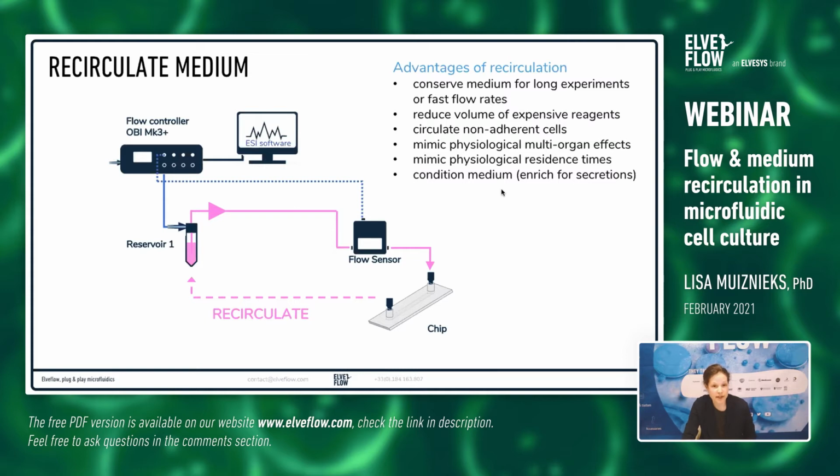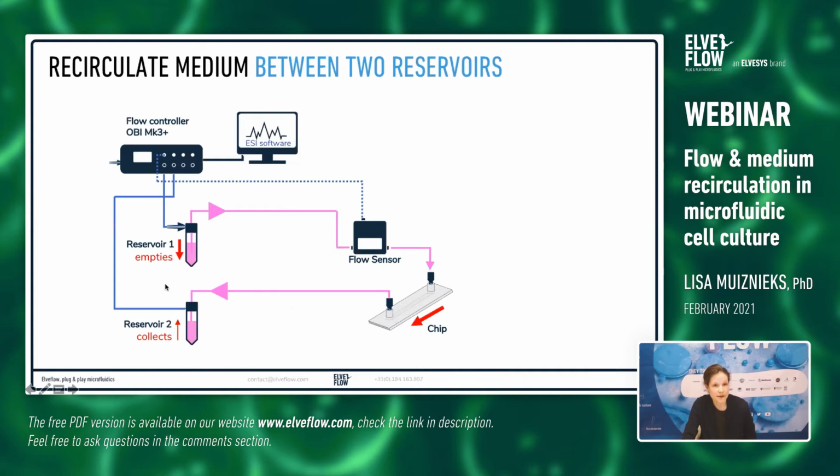That is, to enrich for molecules secreted by cells for off-chip analyses, or to complement the medium in a following experiment. So how do you set up a recirculation loop using a pressure-driven flow system? Firstly, you have to collect the liquid that comes from the chip into a second reservoir. You can't use this one. It's being pressurized to drive the flow. So the medium will recirculate between two reservoirs. As reservoir 1 empties, reservoir 2 is filled.